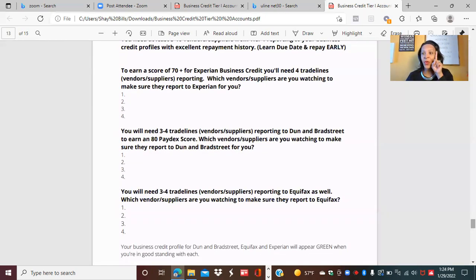Notice how you only have one vendor reporting to 3 bureaus. Okay, that's good. That's kind of what you want. You don't want 4 different vendors reporting to Experian, 4 different vendors reporting to Dun & Bradstreet, 4 different vendors reporting to Equifax. You don't want that, okay? You want to try to select those that report to more than one profile.